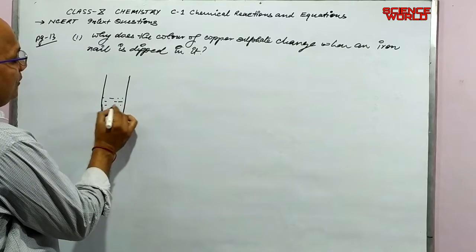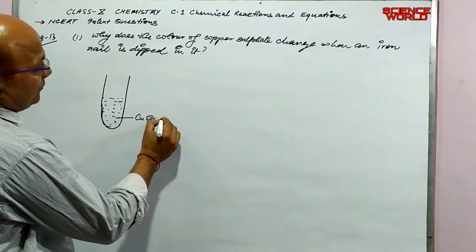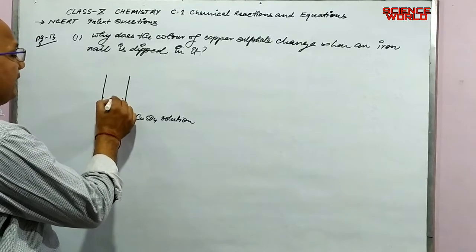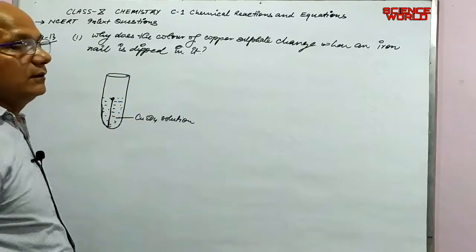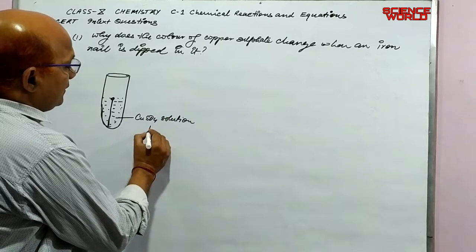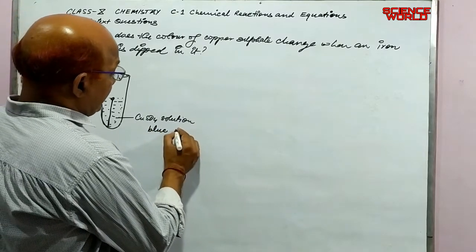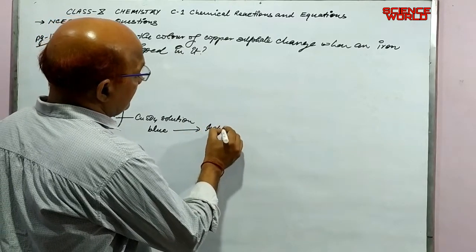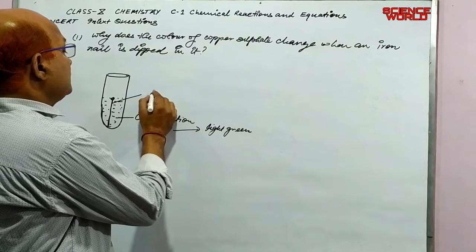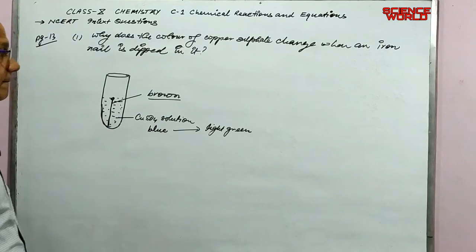When we take copper sulfate solution in a test tube, this is copper sulfate solution, and now dip an iron nail in it, and when we keep it for 10 to 15 minutes, the color of copper sulfate solution, which is actually blue, fades after 15 minutes and changes to light green, and the nail becomes brown in color. Okay.